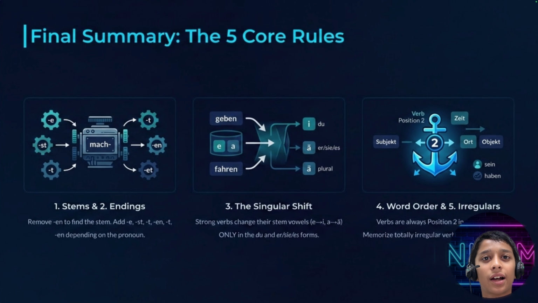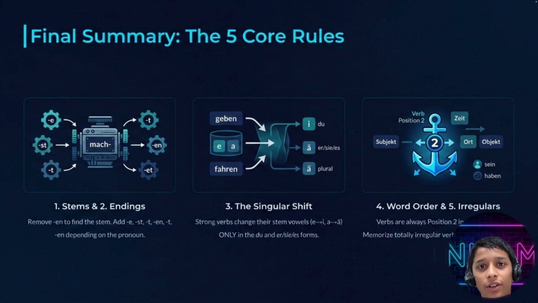To conclude, here are the 5 core rules governing the German present tense. 1. Stems. Remove en from the infinitive to isolate the stem. 2. Endings. Attach e, st, t, en, t, en according to the subject pronoun. 3. The singular shift. Strong verbs alter the stem vowel. E converts into an I, E converts into an IE, A converts into an umlaut A, AU converts into an AU umlaut. But exclusively in the du and er/sie/es forms, ich and all plurals remain regular.